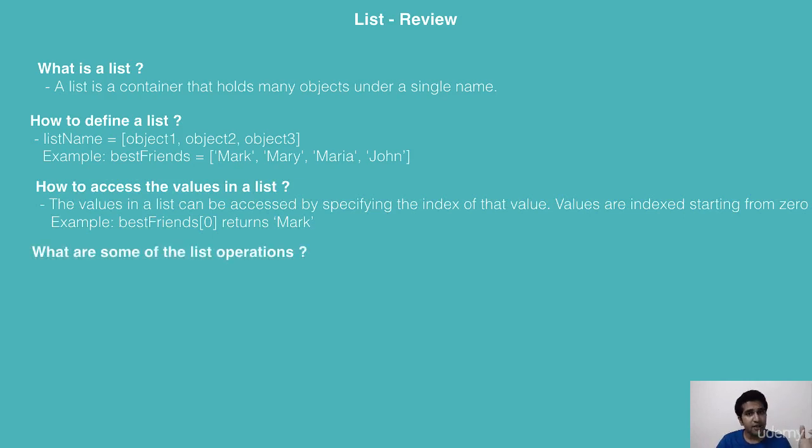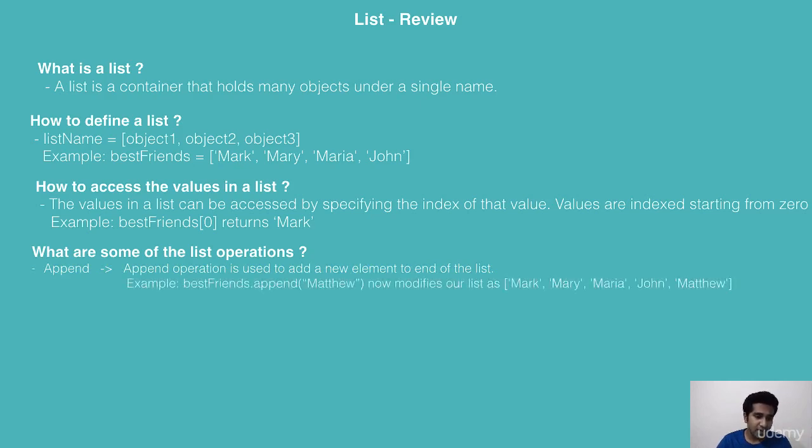And then we saw some of the list operations. The first operation which we saw was the append operation. The append operation is used to add an element at the end of your list. So you use the name of your list with the .append function and you mention an element which you want to add at the end of your list. In this case, it is bestfriends.append with the name Matthew. Our list is now appended at the end with the name Matthew.